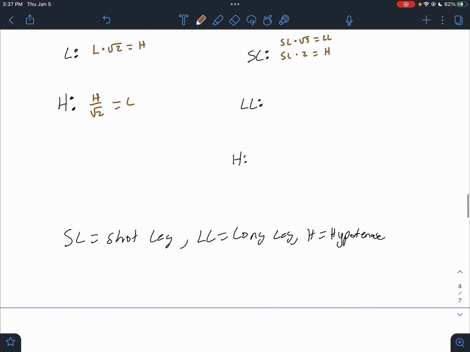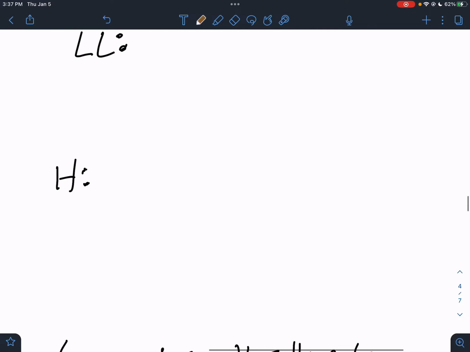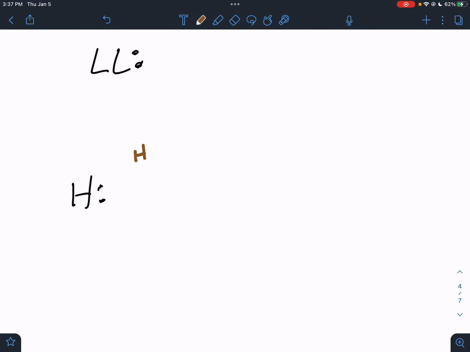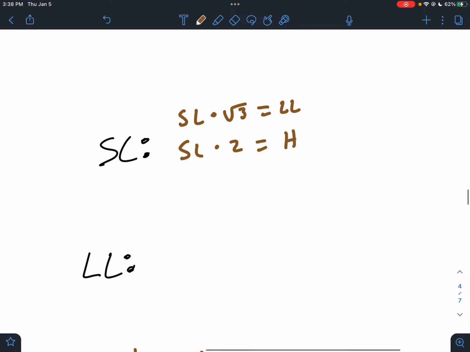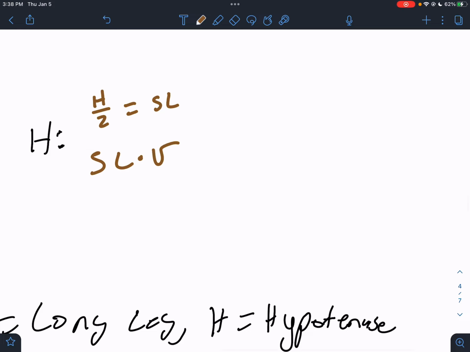Okay, so what are those rules we just said? If you have the long leg, we just did the hypotenuse one. If you have the hypotenuse, your first job is to divide by 2 and get the short leg. And then once you have the short leg, just like up here, how do you get the long leg? You multiply the short leg times root 3. And that gets you the long leg.